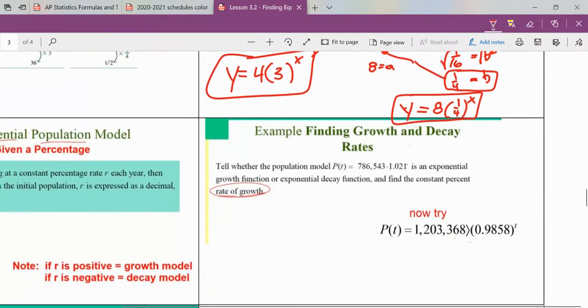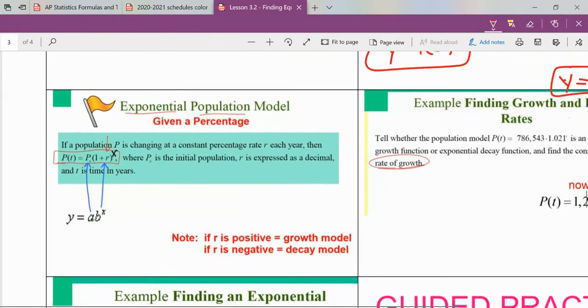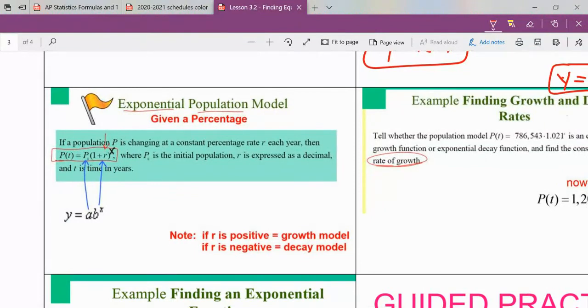Right, so just some more review here. We've got the exponential population model. They give us this formula, P of t equals P sub 0, which is our initial population, times 1 plus r raised to the x power. That r is just the rate of growth or the rate of decay. This r value is positive if it's growing. It's negative if it's decaying.